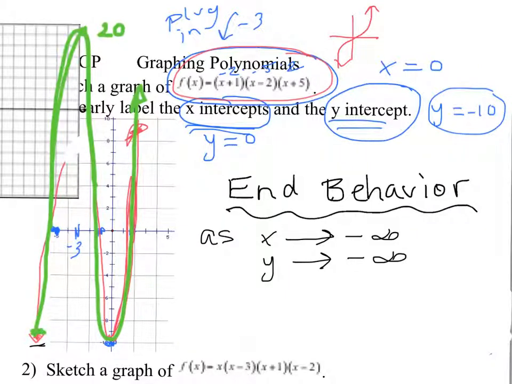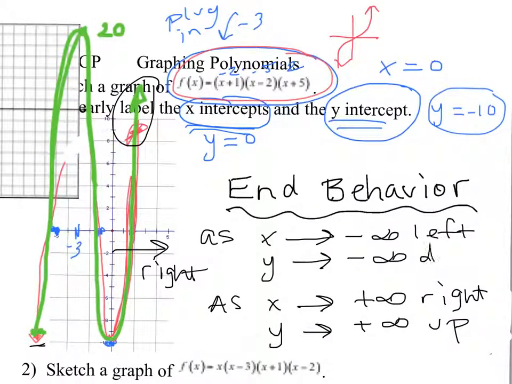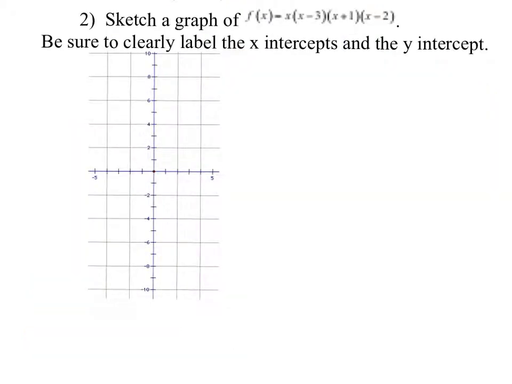And on the right side, right here, we could see that as we are going to the right, we say as x goes to positive infinity, y goes up, which is positive infinity. So this is up, this is right, x goes to the left here, and y goes down. Okay, try this one.